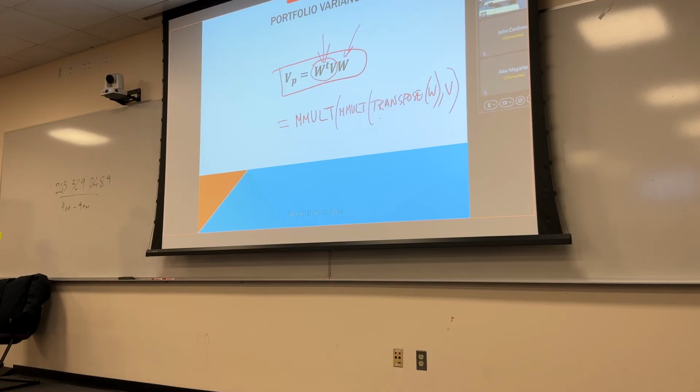So transposed weight, and now we're gonna multiply this product with the vector of weight, right? Any questions about this, right? So this is what it would look like if you had to write down this particular portfolio formula, right?